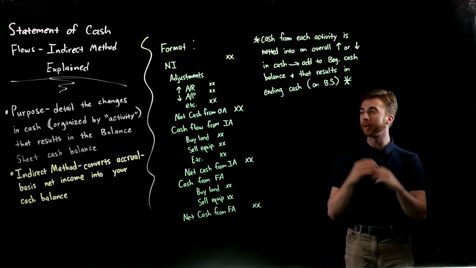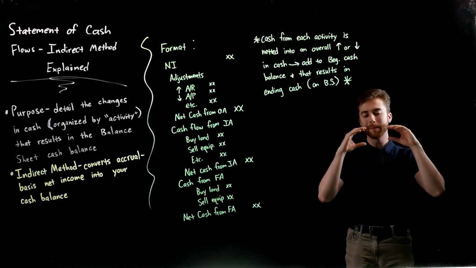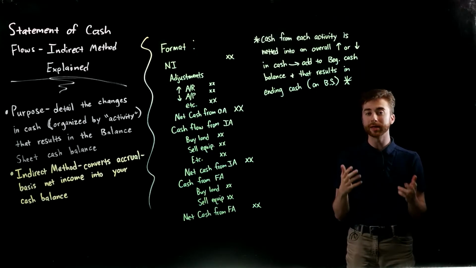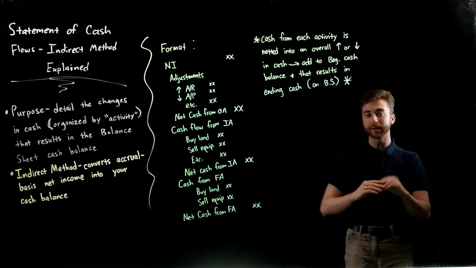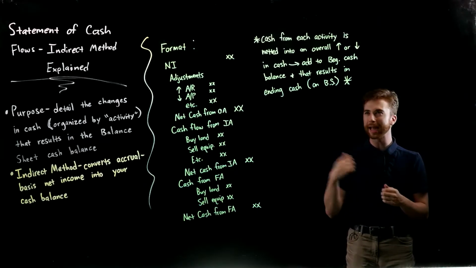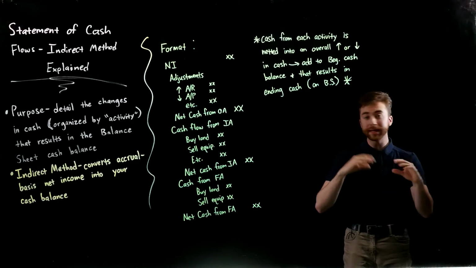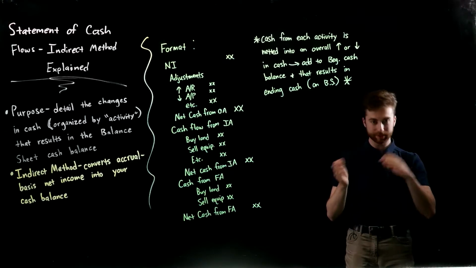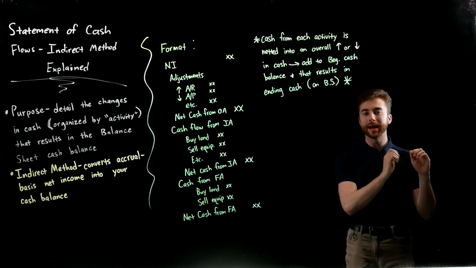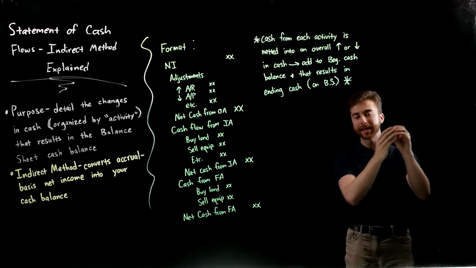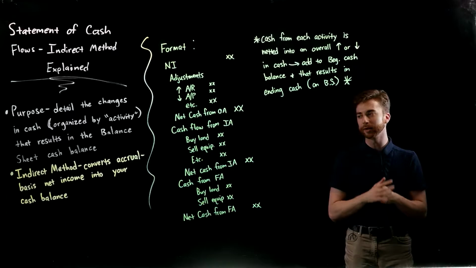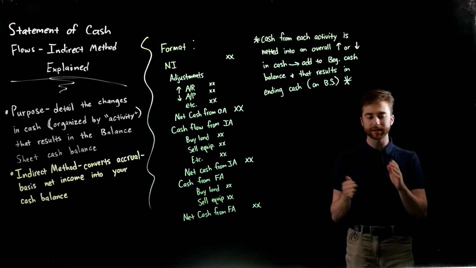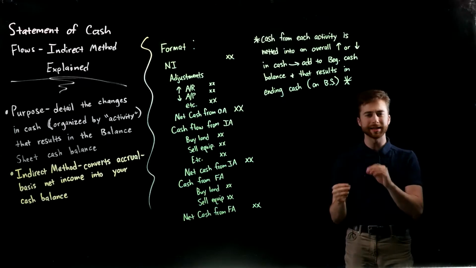But it details basically by activity what happened in your cash account that results in your cash ending balance on your balance sheet. You began the year with some amount. All of these things happen throughout the year. That's known as your change in cash, and then that is added to your beginning cash to give you your ending cash.